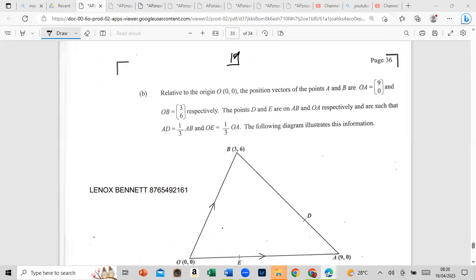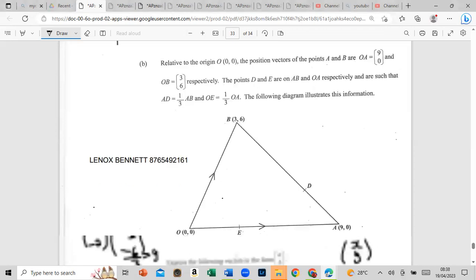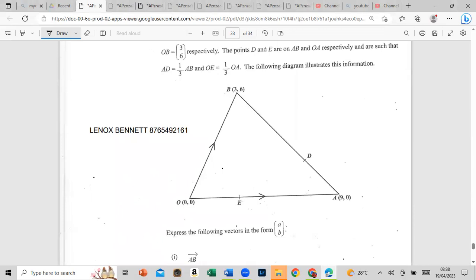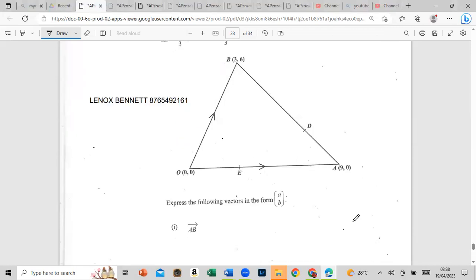So let's get right into this question. It says express the following vector in the form (a, b), so they want you to do the column form. They ask for the vector AB, so from A to B. To get from A to B, we need to say OB, which is the last. So you just look at the order. It would be OB minus OA.